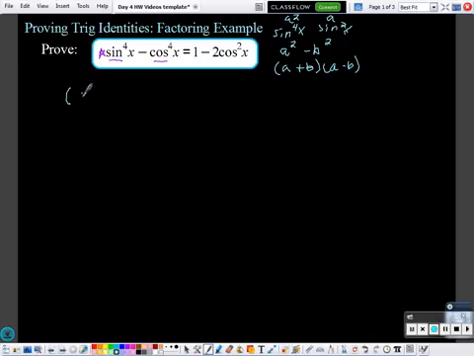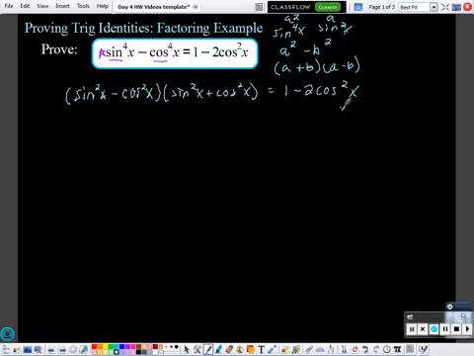So this is going to factor into sine squared of x minus cosine squared of x, times sine squared of x plus cosine squared of x. And that's going to equal, supposedly, 1 minus 2 cosine squared of x. Now hopefully you are recognizing something on the board, thinking about the tools in your trig toolbox, and saying, hey, I think this is our Pythagorean identity, and I know that sine squared plus cosine squared is just 1. So we're going to replace that whole thing and rewrite it with just the 1.